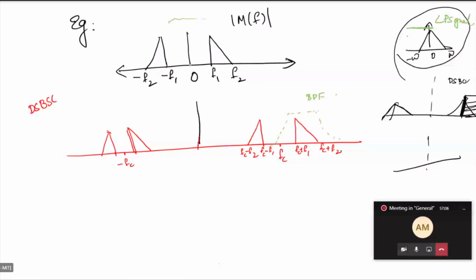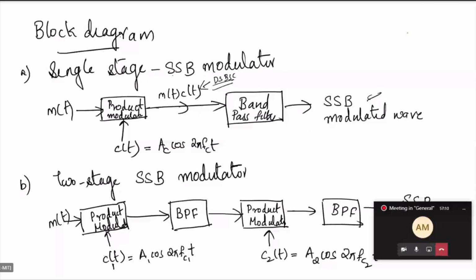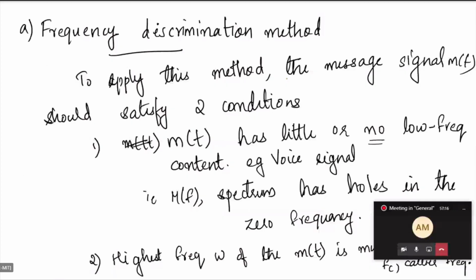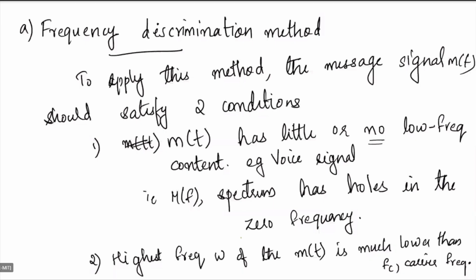So that is what is listed here. To apply this frequency discrimination method, the message signal m(t) should satisfy two conditions. One condition, what is it? m(t) has little or no frequency content near the lower frequencies or zero frequency. That means the spectrum M(f) has a hole at the zero frequency. Is that digestible? Anybody having any doubt?